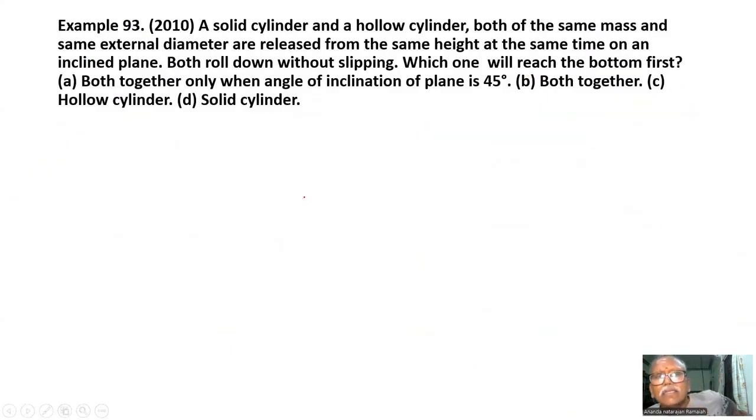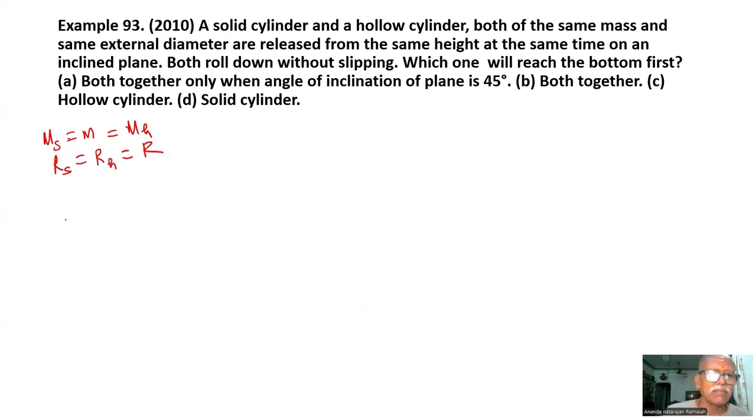A solid cylinder and a hollow cylinder, both of the same mass m. Mass of the solid cylinder equals mass of the hollow cylinder, and the same external diameter, therefore the same R. R solid equals R hollow equals the external radius R. They are released from the same height at the same time on an inclined plane.